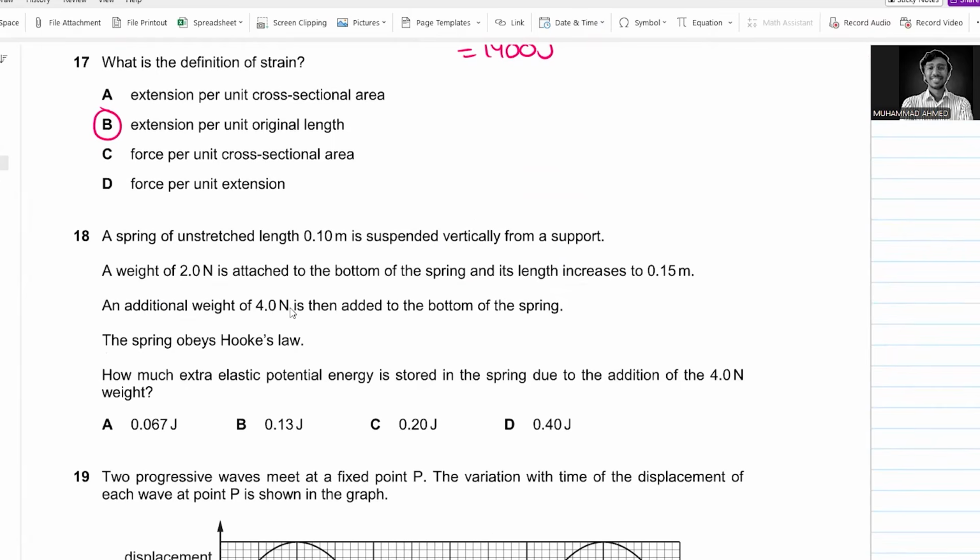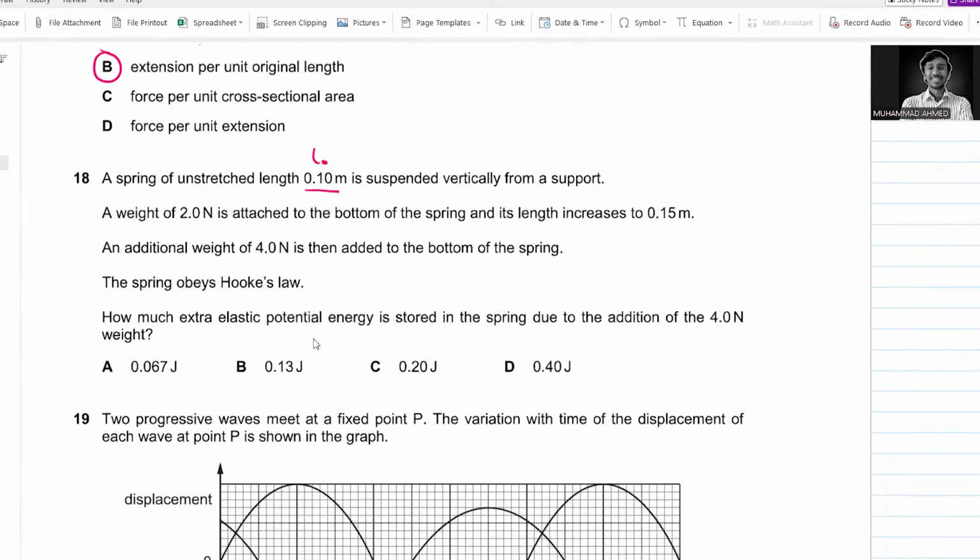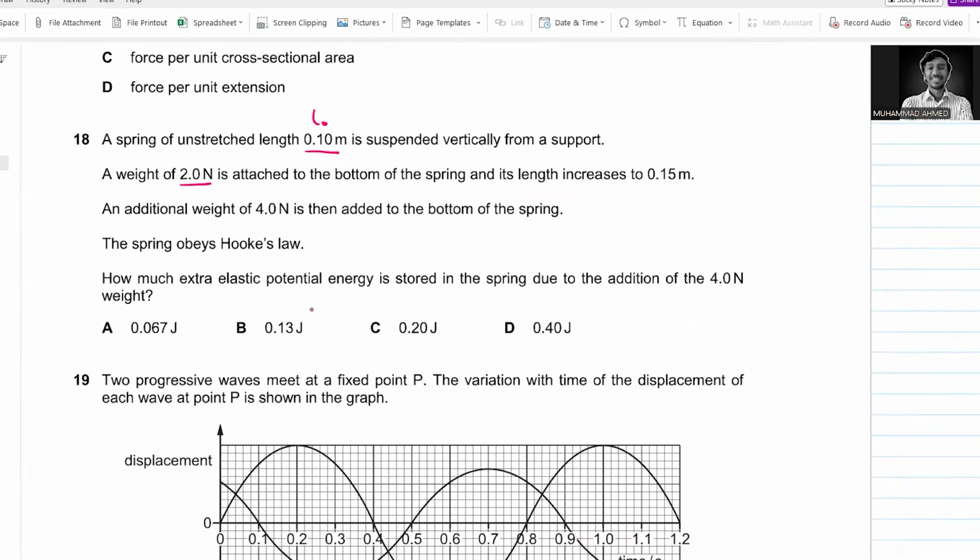A spring of unstretched length 0.1 meter is suspended vertically from a support. अच्छा जी, आपकी unstretched length क्या है? 0.1 meter. A weight of 2 Newton is attached to the bottom of the spring and its length increases to 0.15 meters. अच्छा बेटा, थोड़ा सा इसको और सोफिस्टिकेटेड बना देते हैं. आपकी इनिशियल लेंथ थी 0.1. आपने फोर्स लगाई 2 न्यूटन की. लेंथ किस पे इंक्रीज हो गई? 0.15. What is your extension? 0.15 minus 0.1, that comes out to be 0.05 meters.